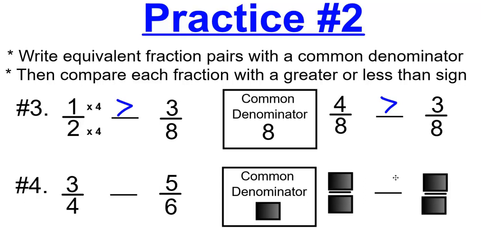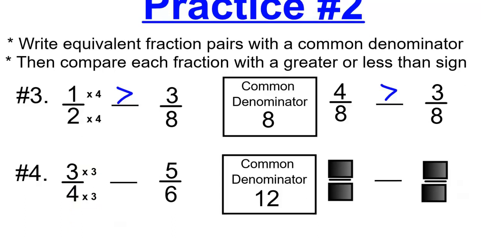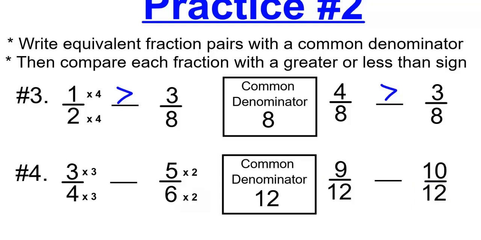For question number 4, a common multiple of 4 and 6 is going to be 12. And 4 times 3 is 12, therefore 3 times 3. And 6 times 2 is 12, so you multiply the numerator also by 2. 4 times 3 is 12, and 3 times 3 is 9. 6 times 2 is 12, and 5 times 2 is 10. 10/12 is greater than 9/12. Therefore, 5/6 is greater than 3/4.